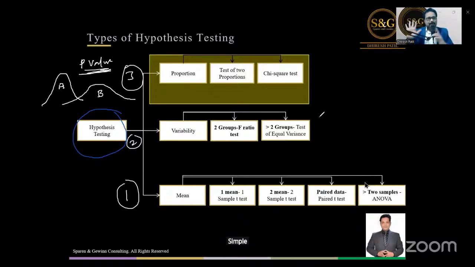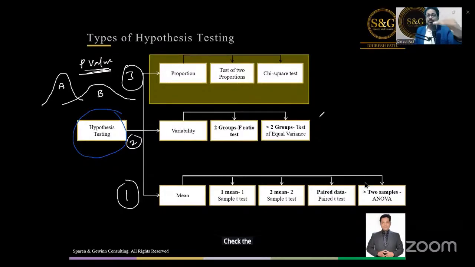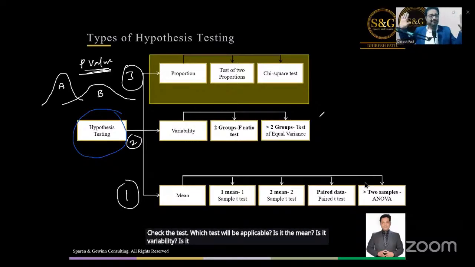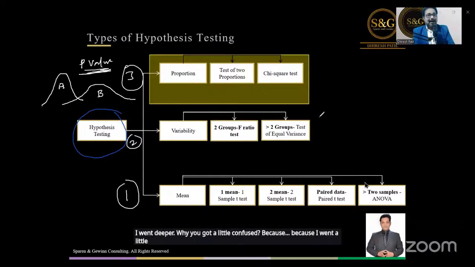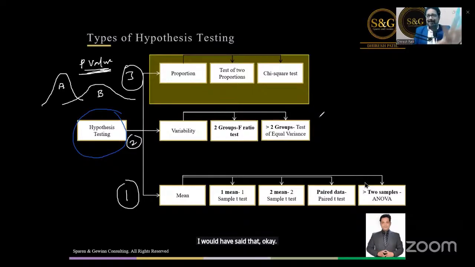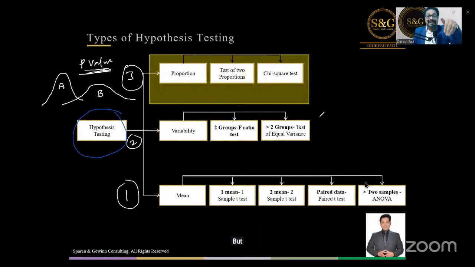Simple. Just collect the data, feed the data in the Minitab software, and check the p-value. Just check which test will be applicable. Is it the mean? Is it variability? Is it a proportion? That's it. Itna hi hai. I went deeper. Why did you get a little confused? Because I went a little deeper. I could have said, just select the data, select the test accordingly, check the p-value and infer. I could have summarized the hypothesis test like that only. But we went a little deeper.